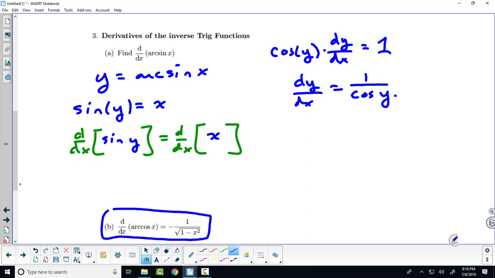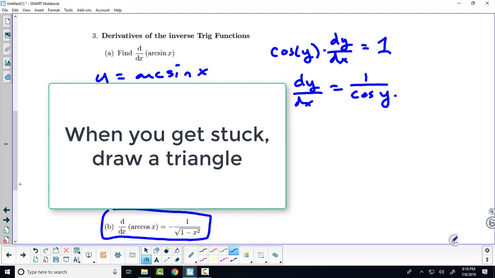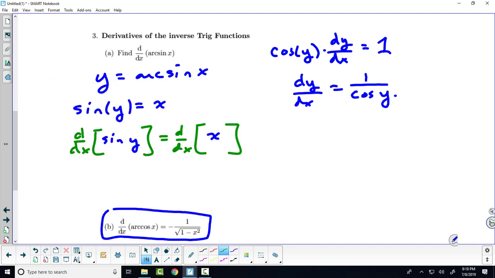At this point, I get stuck. I've got a trig expression, and I'm stuck. When I get stuck, I draw myself a triangle. Okay? So let's do that. Let's draw a triangle. Here's our triangle. Okay? Now, let's label things correctly. What is the angle on this right triangle? Well, it's got a 90-degree in it. What angle are we dealing with here? We're going to give it a name. What's its name? It's y. So there's the angle y.